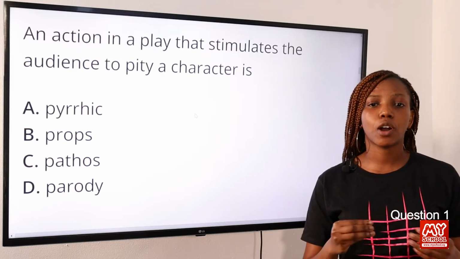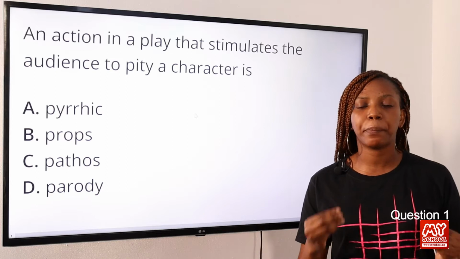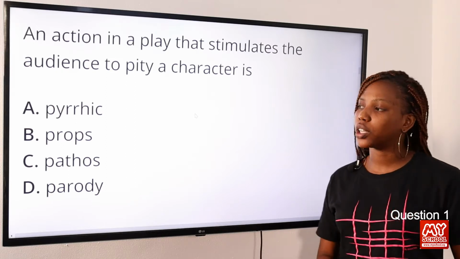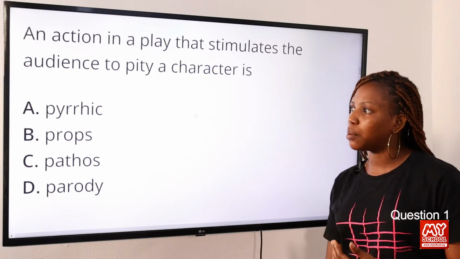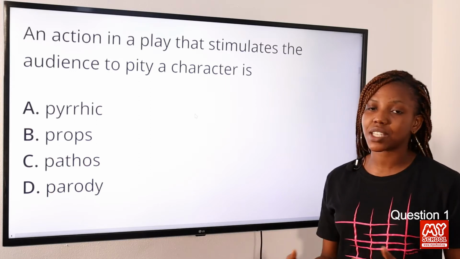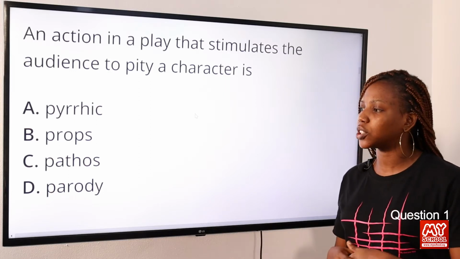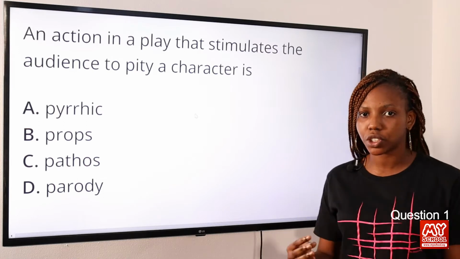Pathos is a communication technique that is meant to appeal to the audience's emotion, and emotions involve pity, fear, and all of that. So option C therefore is the correct answer to this question.